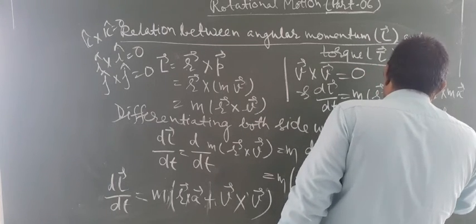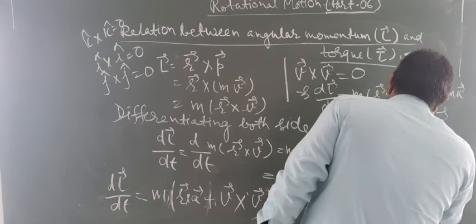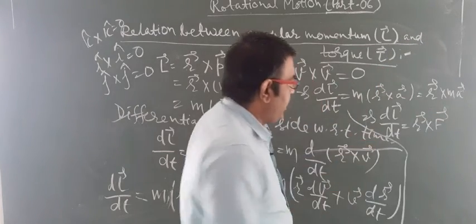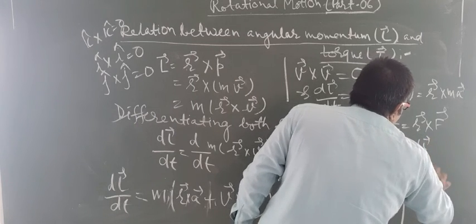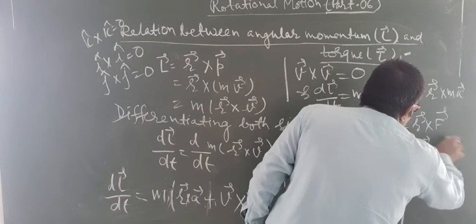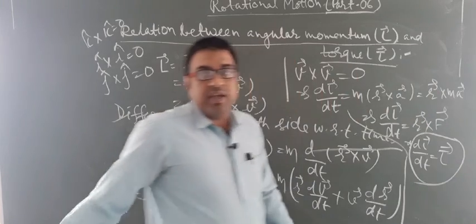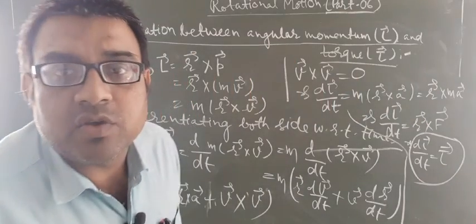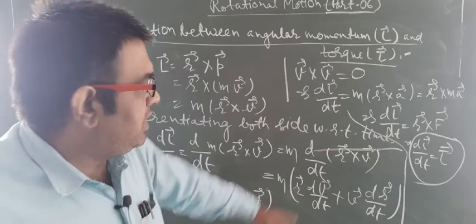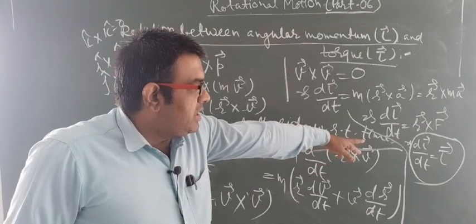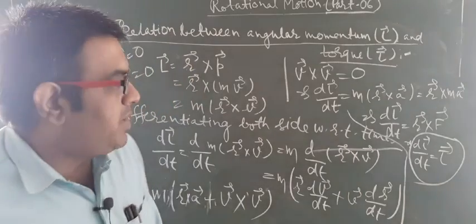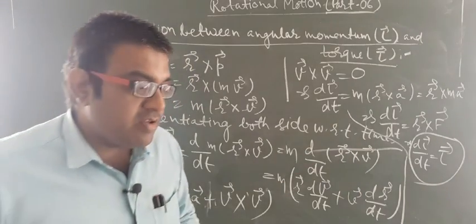And from here we can say that dL upon dt is equal to tau. So we can say that torque is the rate of change of angular momentum. Tau is the rate of change of angular momentum.